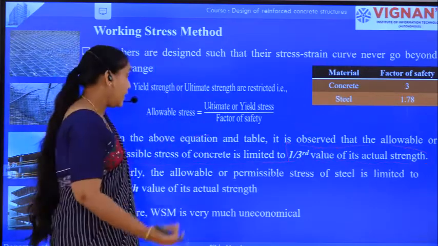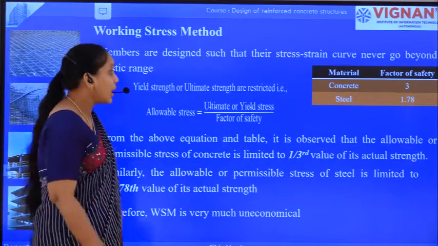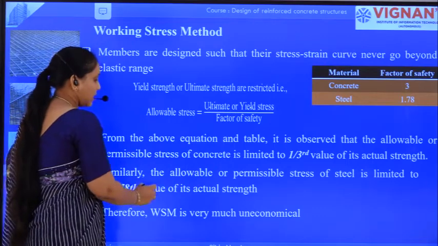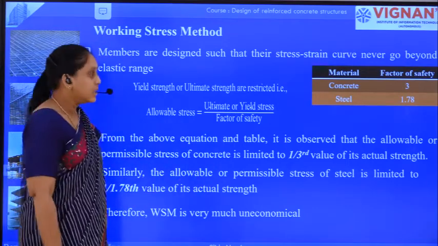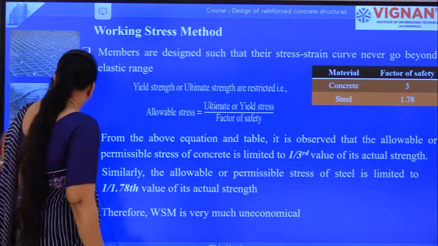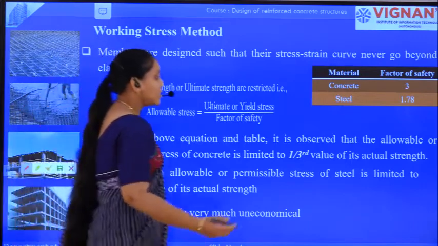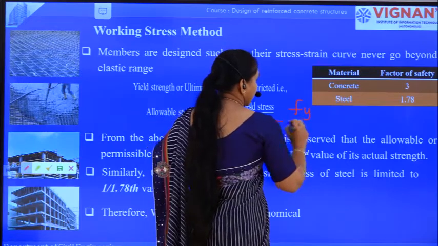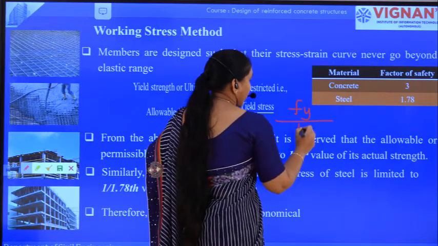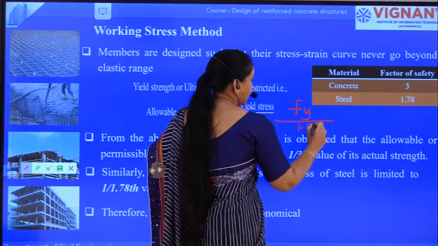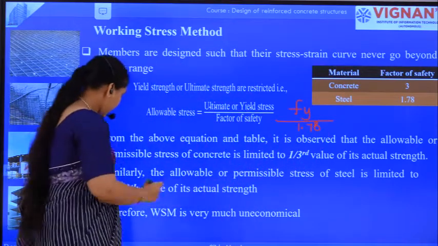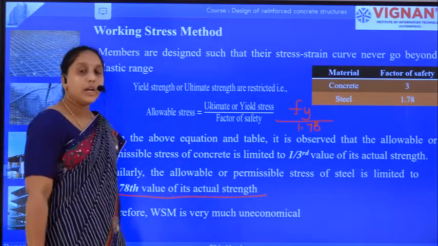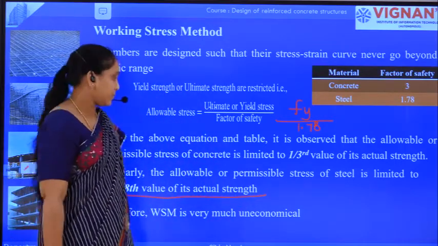In a similar way, for the steel also, it is limited to 1/1.78 of its actual strength. If the yield strength of steel is fy, divided by the factor of safety 1.78, that is 1/1.78 of its actual strength, and that is only considered in the design.